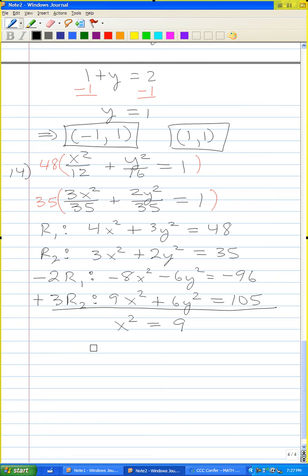Let's figure out what y squared is equal to. Then I'll figure out x and y. And so I guess I'll use R2. And so I get 3x squared plus 2y squared is 35. So 27 plus 2y squared is 35.